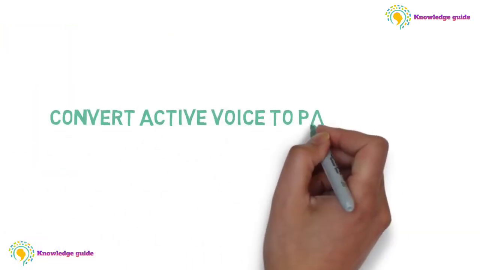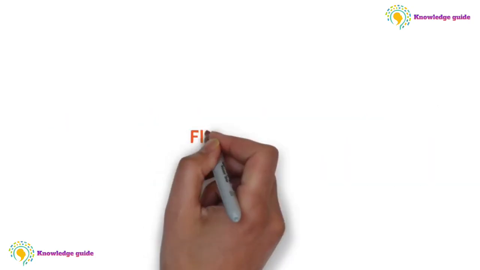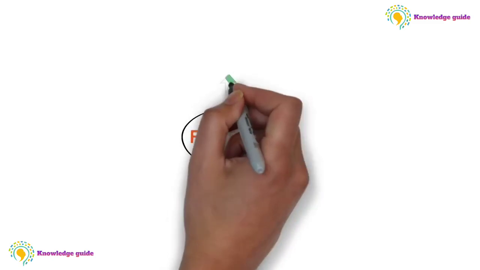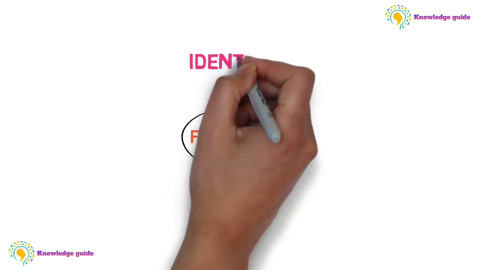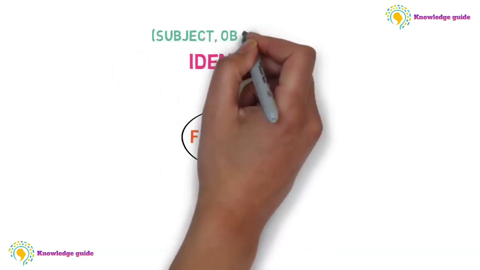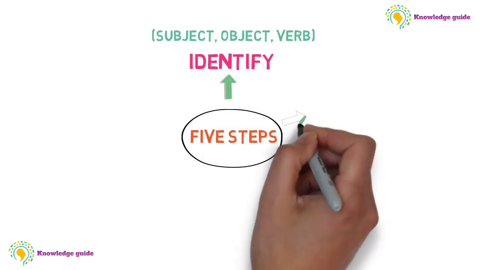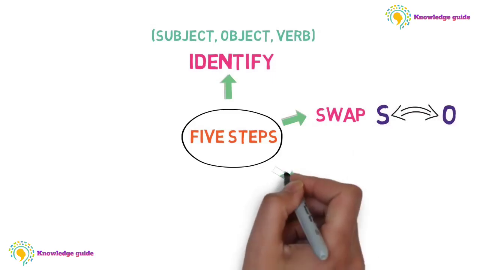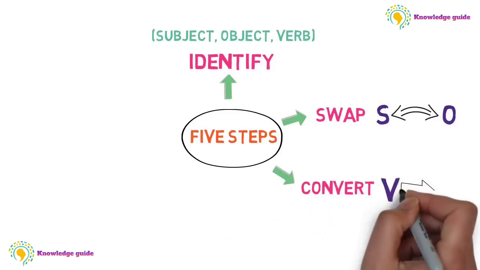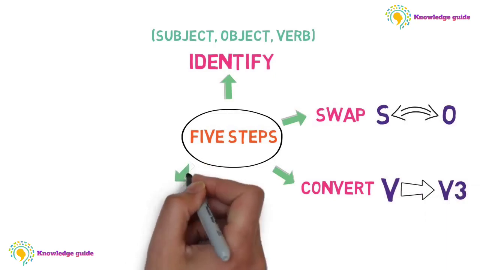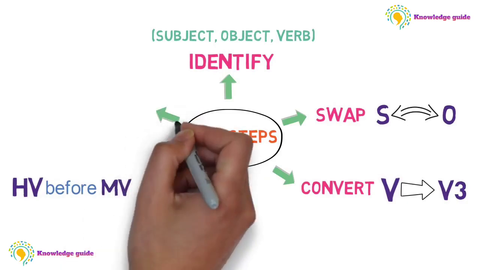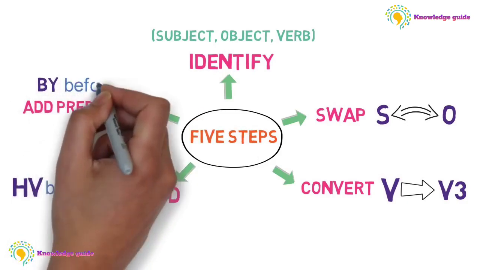Now let's see how we can convert any active voice to the passive voice. There are mainly 5 basic steps to convert active voice to the passive voice. Let's see them one by one. First, identify the subject, object and the verb in any sentence. The second, swap the subject with the object and the object with the subject. Thirdly, convert the main verb to the third form of the verb. Fourth, add a proper helping verb to be before the main verb. And the last, add the proper preposition by before the subject.